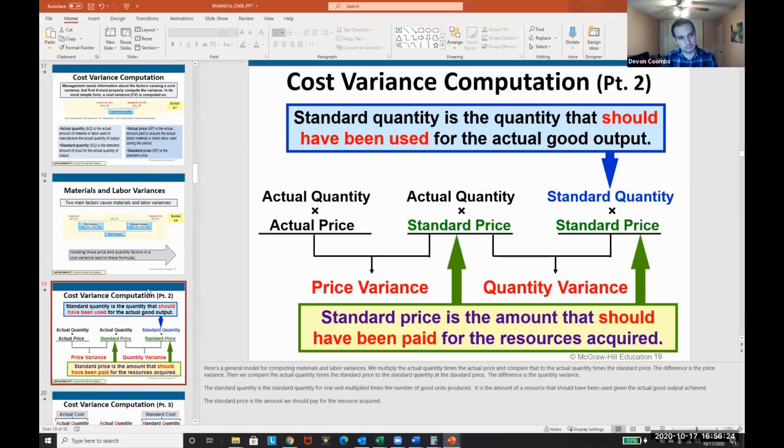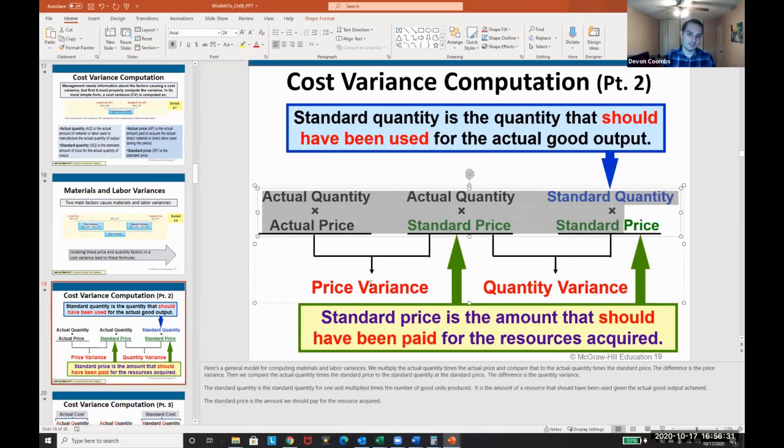And so here's another way to perform it. These actual quantity times actual price. I like this kind of drawing out, and you can make acronyms too. Let me know if this is a struggle for you, and we can always make up some acronyms as well. But actual quantity times actual price less the actual quantity times the standard price is your price variance, and then the actual quantity times the standard price and the standard quantity times the standard price is our quantity variance. And the standard price is the amount that should have been paid for the resources acquired, or estimated price. Standard quantity is our estimated quantity.